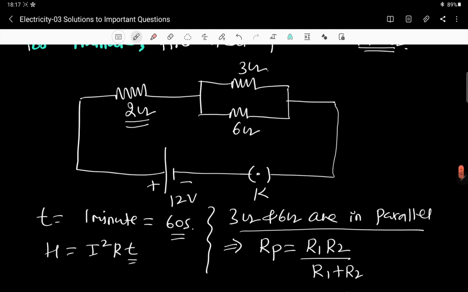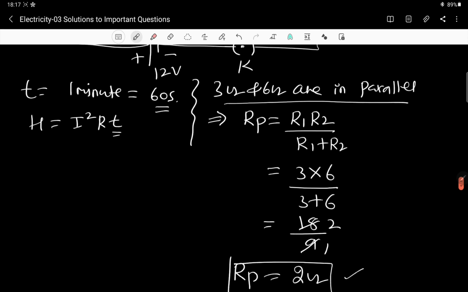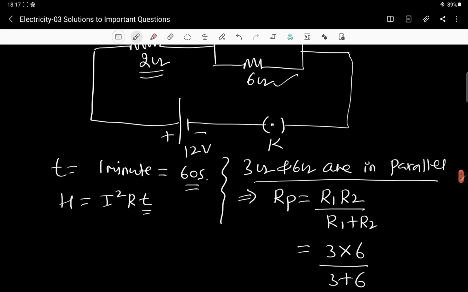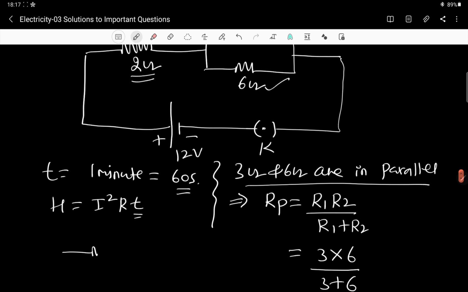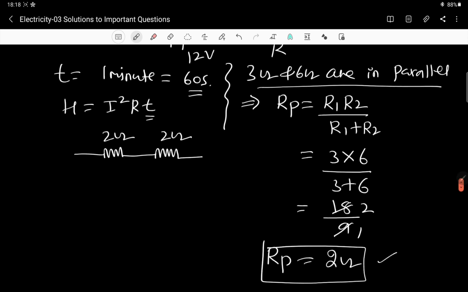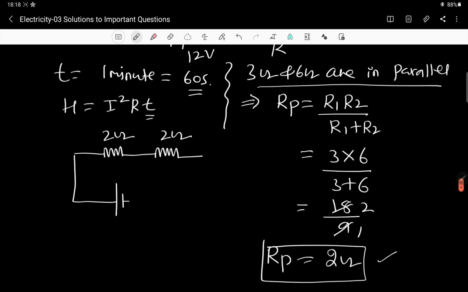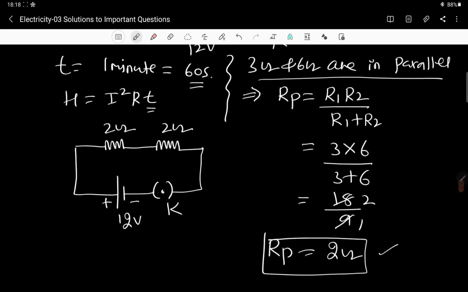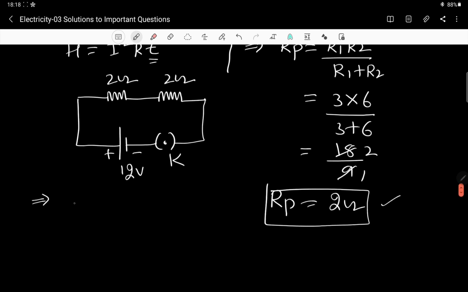So instead of these 2 resistors, 3 ohm and 6 ohm, I can use only one resistance, that is of 2 ohm. Already we had one 2 ohm here. Now we got one more 2 ohm. Now this is connected to the battery of 12 volt. Here is the 12 volt, and here is the key, and 2 ohm and 2 ohm.